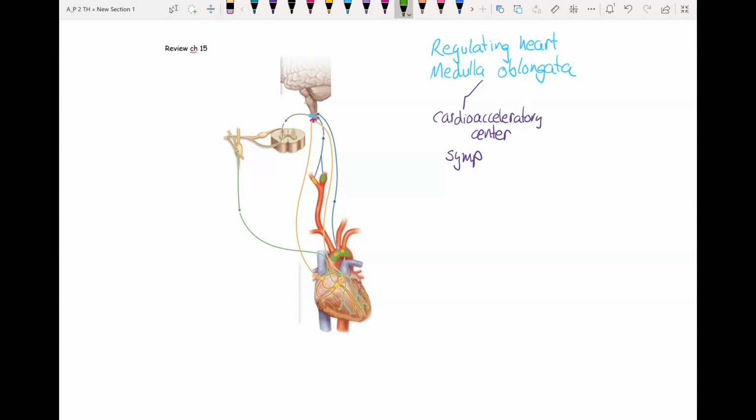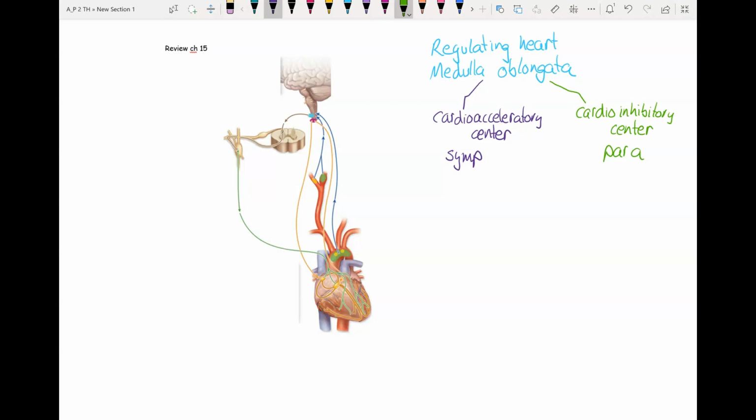Then you also have the cardioinhibitory center. This gives parasympathetic stimulation to your heart. So let's look at these.